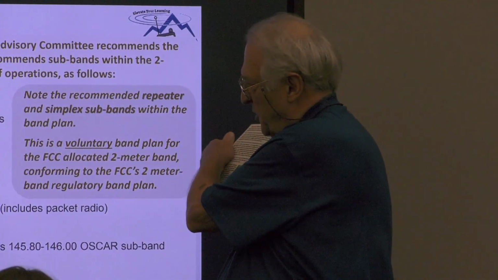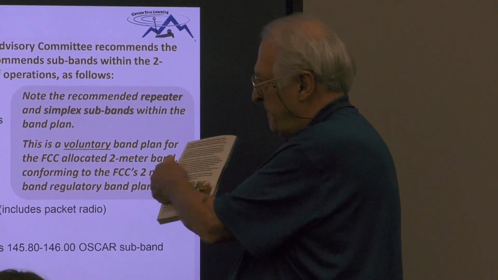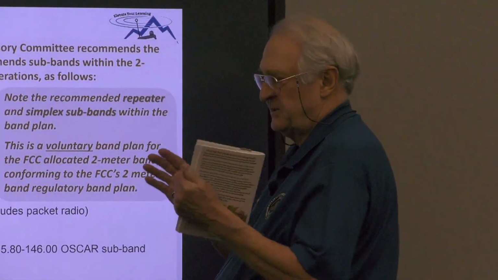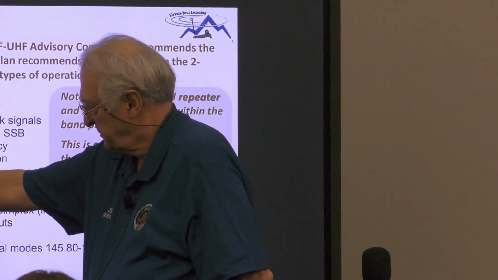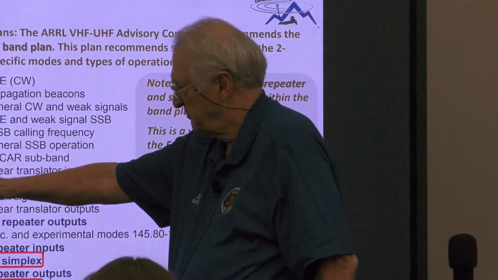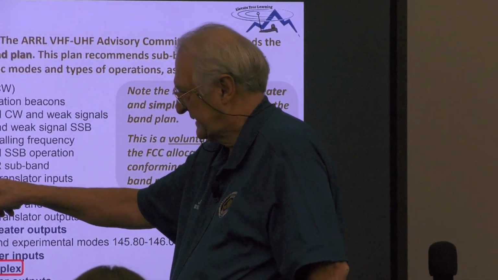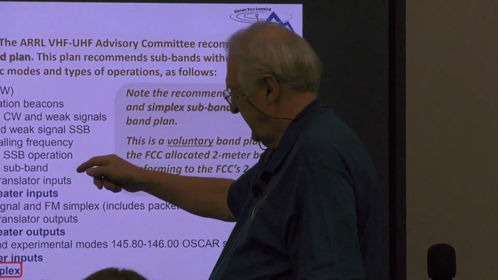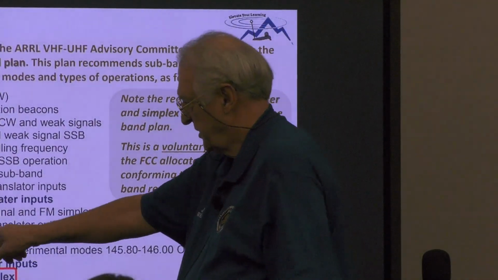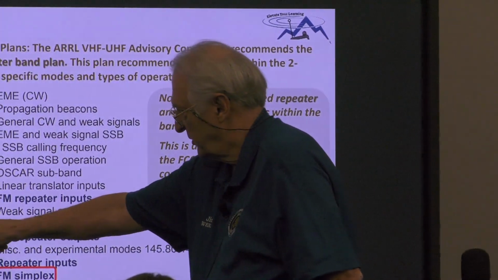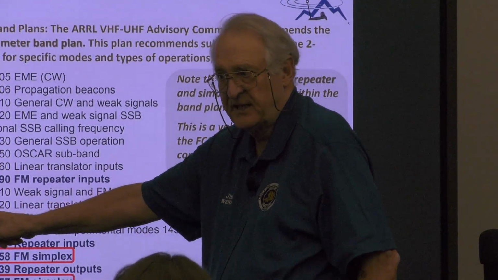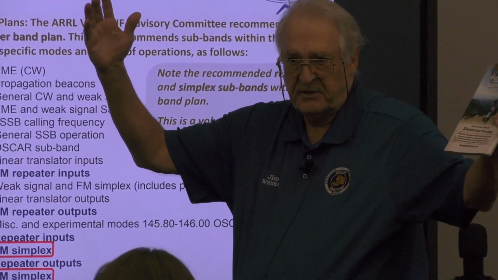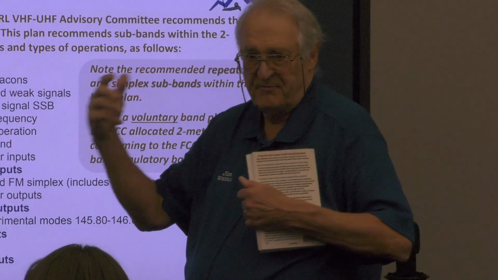We can talk a bit more about linear translators further on, but a linear translator is a receiver that receives on one frequency. In this particular case, we're going to receive from 144.5 to 144.6 megahertz, and it's going to have an output, and it's going to come out here. So if you were sending a signal in on 144.5, it's going to come out on 145.1. Okay. So think of it as like a repeater, but it's a linear translator. It's not necessarily a full repeater.